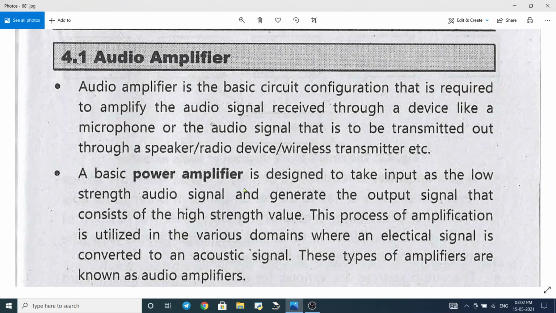A basic power amplifier is designed to take input as a low strength audio signal and generate the output signal that consists of high strength value. A high strength will be needed to drive the output speaker, the output device. So we will need the power amplifier at the output stage of the audio amplifier.